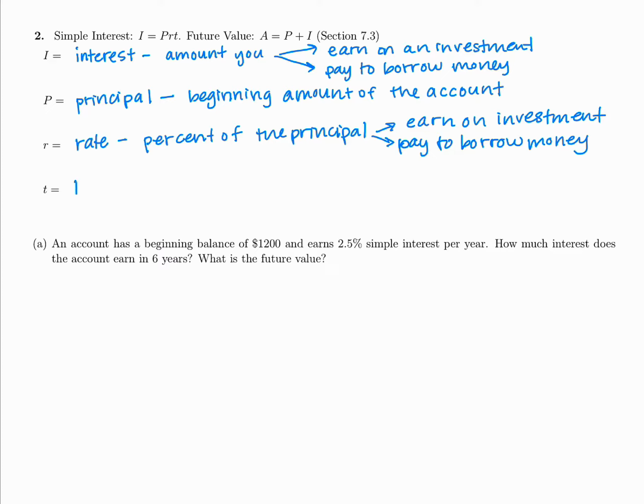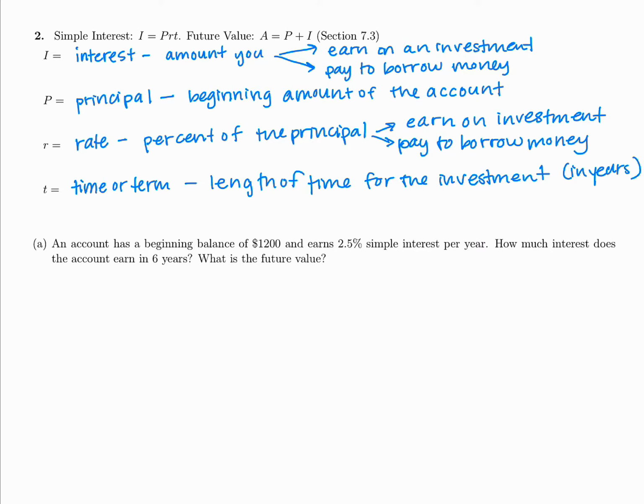And then T stands for time or term. You'll see both. And this is the length of time for the investment. And also in our formulas, it will always be in years. Okay. One other thing to note about this rate, when you put it in our formulas, always express the rate as a decimal. Usually in the problem, it will give it to you as a percentage, but you need to convert it to a decimal before you put it into a problem.